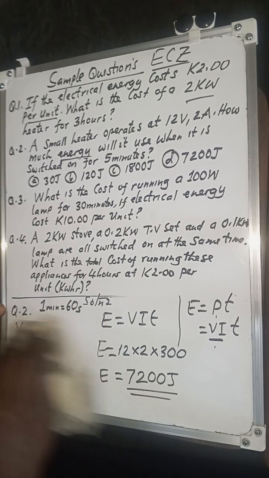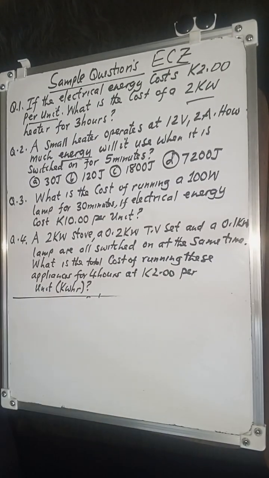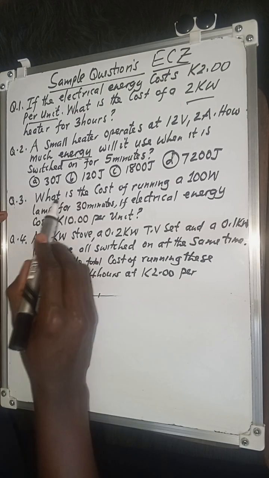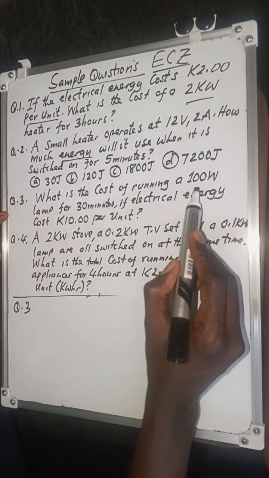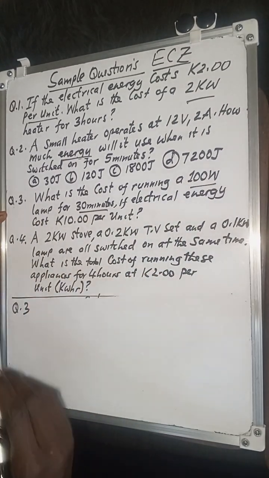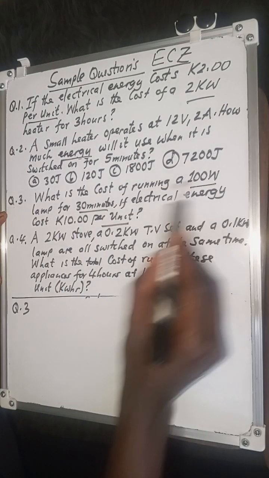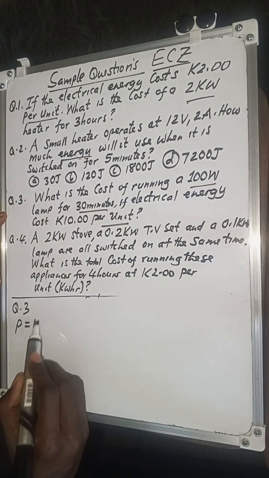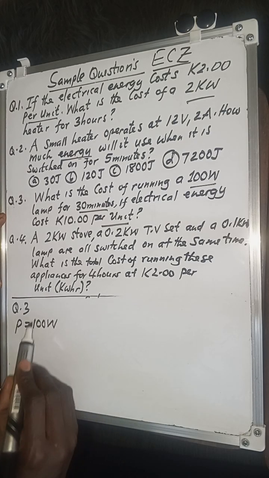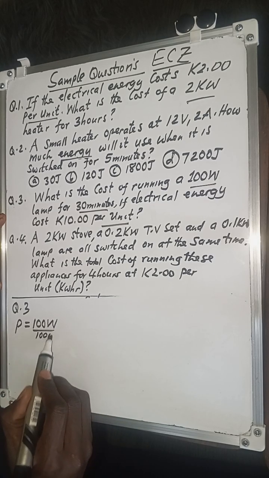Let's move on to question number 3, so that we show you how to go about that. Question number 3 says: what is the cost of running a 100-watt lamp for 30 minutes if electrical energy costs 10 kwacha per unit? So again, what have they given us? That's the power, 100 watts. But remember, since we are finding the cost, right away you convert to kilowatts by dividing by 1000. Don't waste your time.